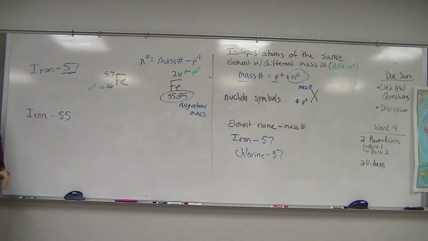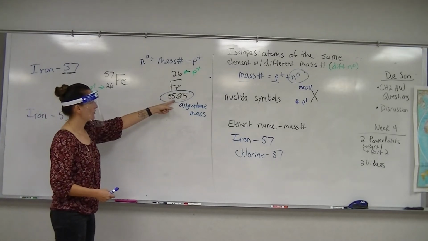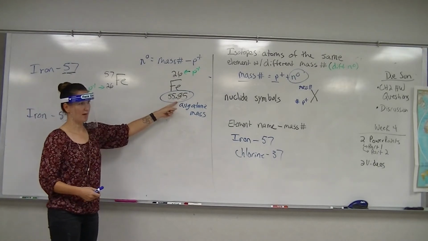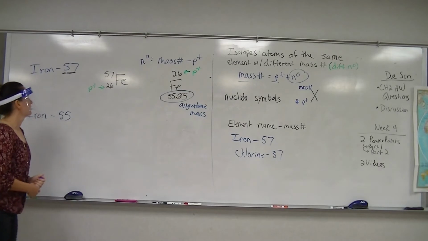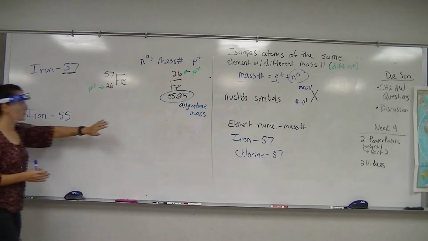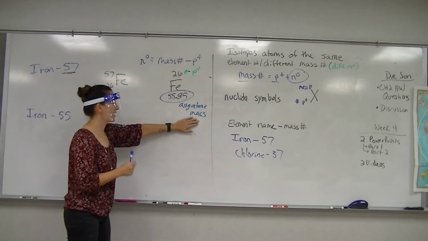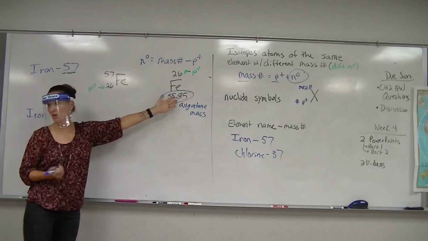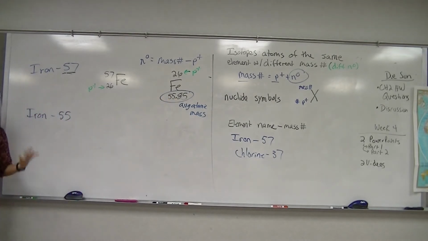This is 57? Correct. So there's more than one isotope. The number that you see on the periodic table, that's the average of all the isotopes of iron. When we're talking mass number, it'll always be a whole number. When you're talking average atomic mass from the periodic table, you'll notice all of those numbers are decimals because they're an average of all the isotopes.